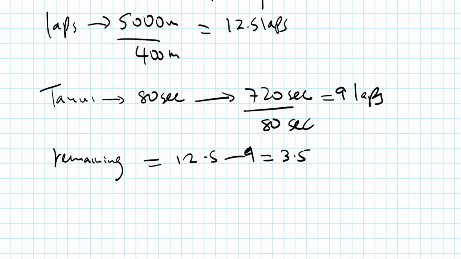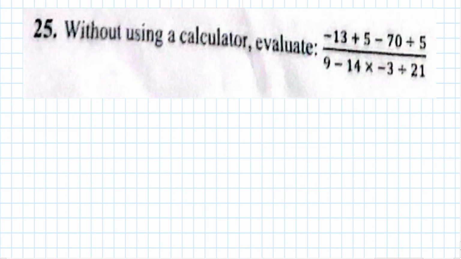It's 3.5 laps, and that is the answer to this question. Now, using a calculator, evaluate minus 13 plus 5 minus 70 divided by 5 over 9 minus 14 times minus 3 divided by 21.